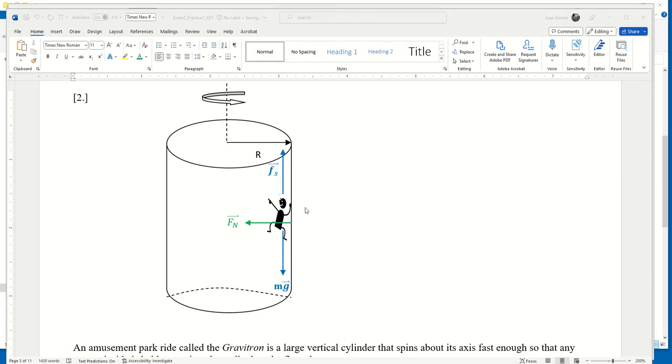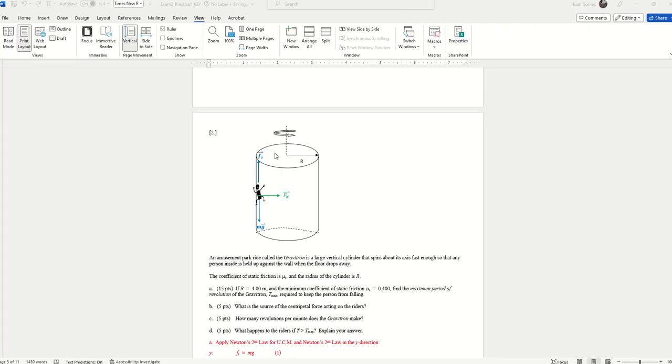Now, I could have drawn the person on the right side of the gravitron, if you're facing the page. Well, that doesn't change Fs and mg. Notice in this case, Fn is pointing in the negative x, but that doesn't matter. In each case, Fn is pointing towards the center of this circular motion. So here's the person in the gravitron. Those are the three forces.